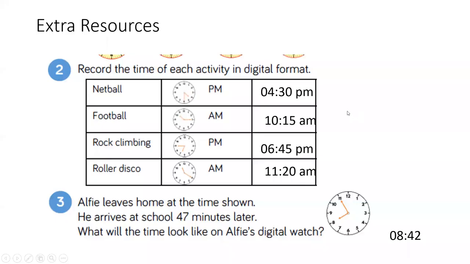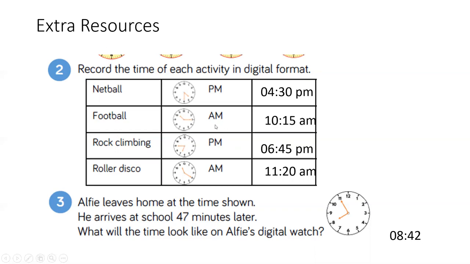Right, now moving on to question 2. Record the time of each activity in digital format. So I've got to read this and convert it into digital. So netball was sometime in the afternoon. Hour hand again, traveling from the 4 to the 5. It's halfway through. And if you look at this, the minute hand is straight on the 6. So it's 4:30. So I'd write that as digital as 04:30 p.m. If you decided to convert that into 24 hour, that would be the same as 16:30 and you wouldn't need the p.m. there.